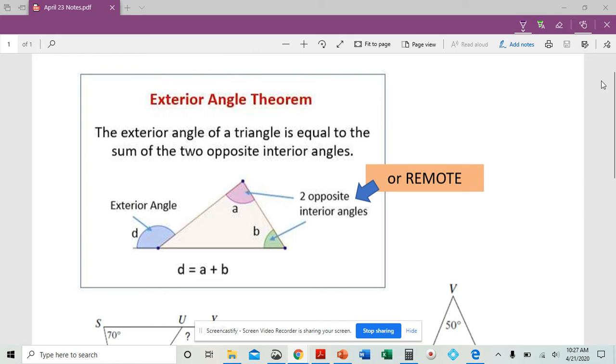We've learned about all of the different angles that can be formed by parallel lines being cut by a transversal and also the interior angles of the triangle. We know that they need to add up to 180 degrees. Now we're going to talk about the exterior angle theorem.